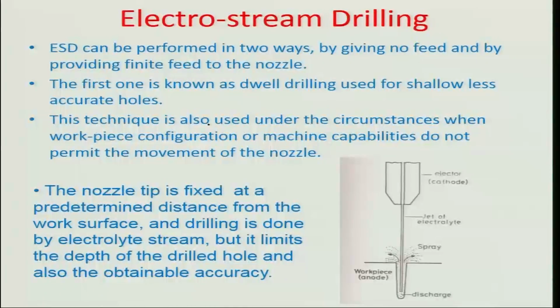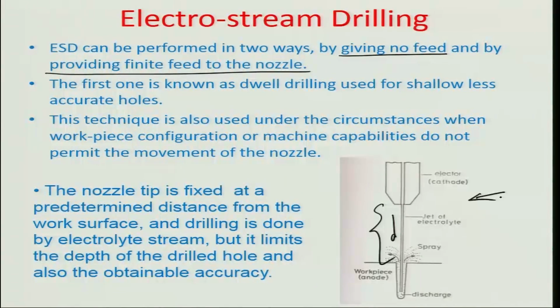ESD can further be performed in two ways. You could either give a zero feed to the nozzle, or you could provide a finite feed to the nozzle. If no feed is given, and only the stream comes out of a nozzle which is at a fixed distance from the workpiece, as you can see here, the process is known as dwell drilling. The disadvantage of dwell drilling is that it cannot realize a very high aspect ratio structure. Normally it is used for less accurate and shallow holes. This is a conventional method which is used.